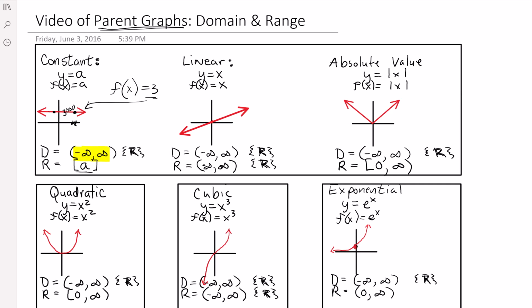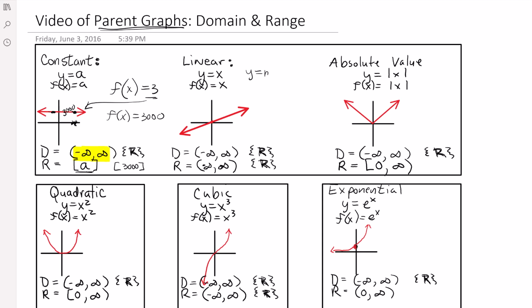But notice the range. The range only has one height, and that's the height of the number. So if we said f of x, and let's call that 3000, then the range would be 3000. But the domain would stay the same. Okay, the next parent graph, the linear graph, y is equal to x.